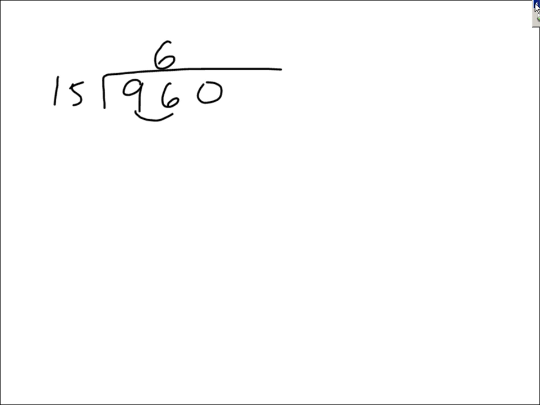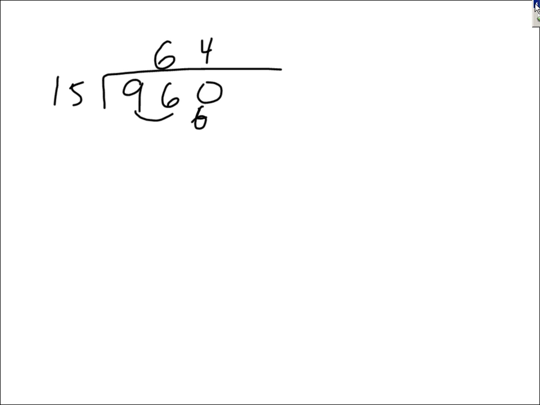Suppose you wanted to do your 15 into your 960. Well, 15 times 6 is 90. When I take away 90 from that number, I get 6. And 15 goes into 60 exactly 4 times. And you're done.